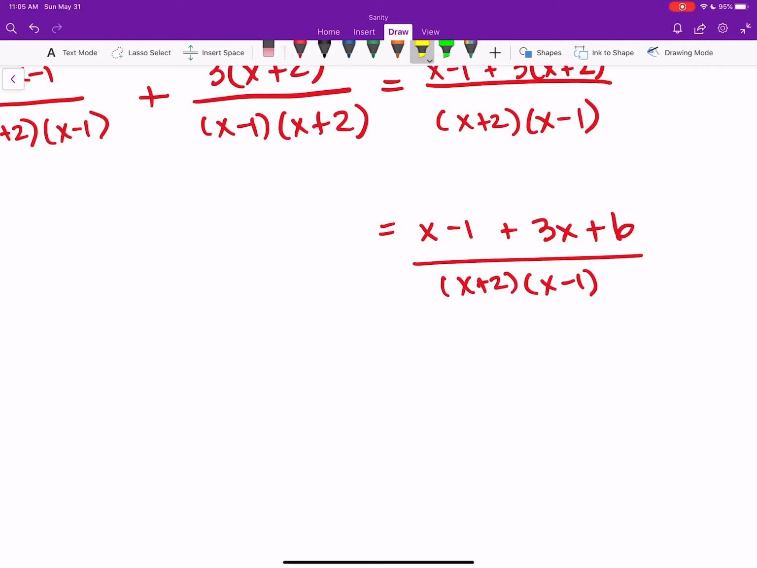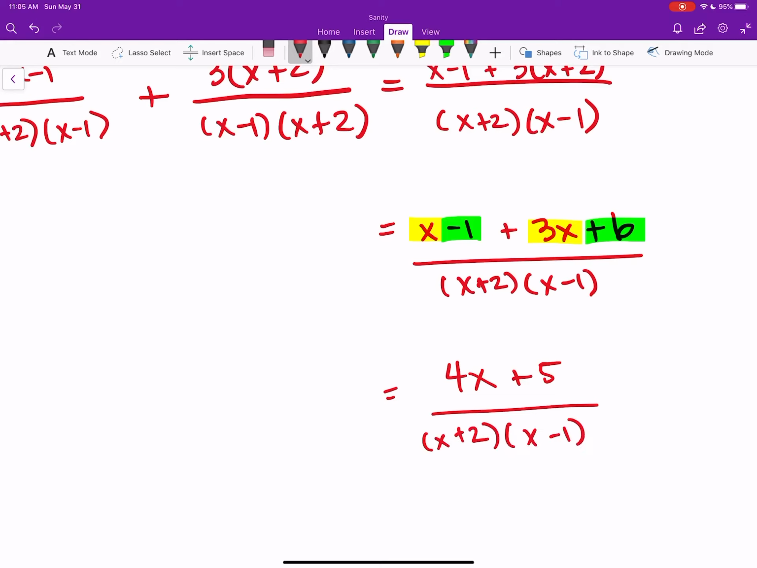So I have an x and a positive 3x. Those are going to combine down to 4x. I also have a negative 1 and a 6. So that is going to be a positive 5. There we go. And then dividing here, that numerator is just still the same, over x plus 2 times x minus 1. Fantastic. And you can just leave it there.